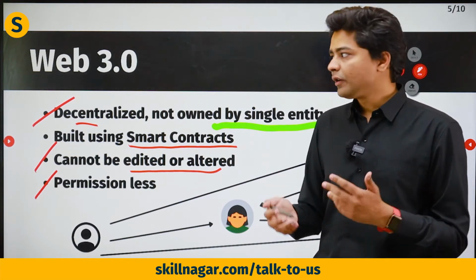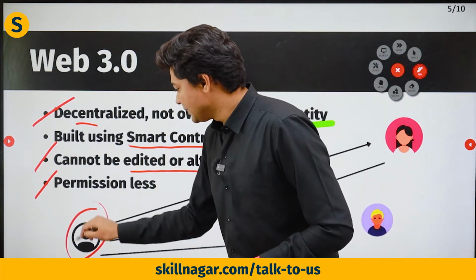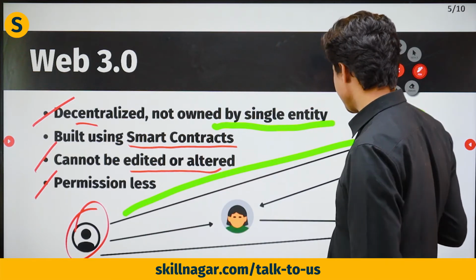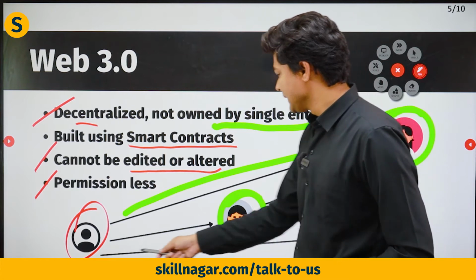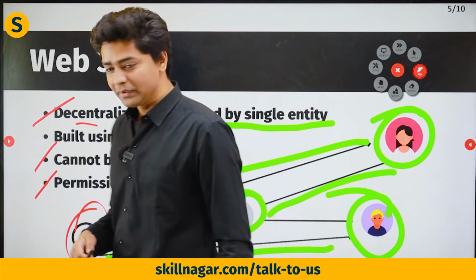Now, if I talk about being decentralized, how that works, you can see we have a particular user here. He or she is obviously connected to this particular person. This particular person is connected to this particular person. This particular person is connected to this particular person. I hope that is visible.